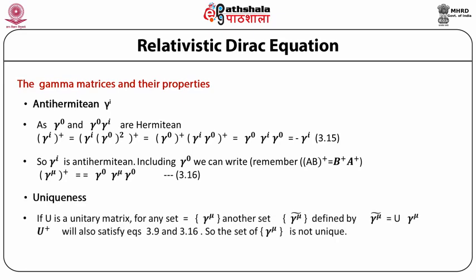Uniqueness. If U is a unitary matrix, for any set of gamma mu, another set gamma mu tilde defined by gamma mu tilde equal to U gamma mu U dagger will also satisfy equations 3.9 and 3.16. So the set of gamma mu is not unique. Of course, if the gammas change, the other physical quantities will also change correspondingly.